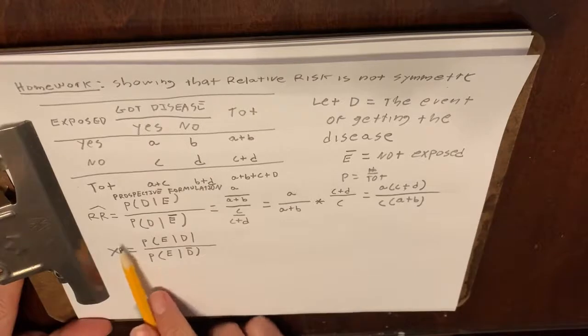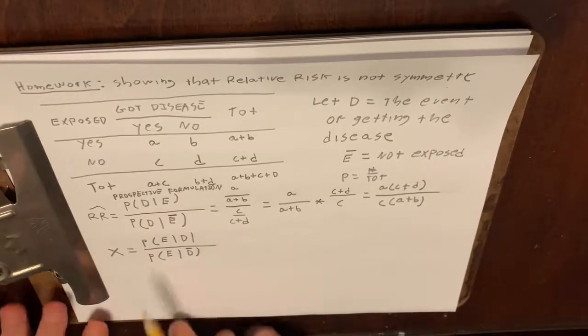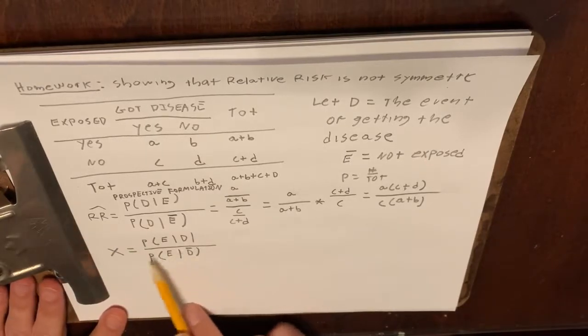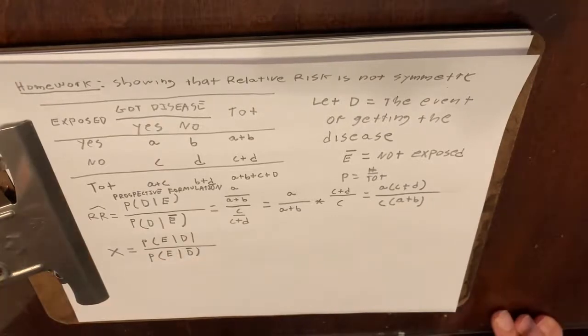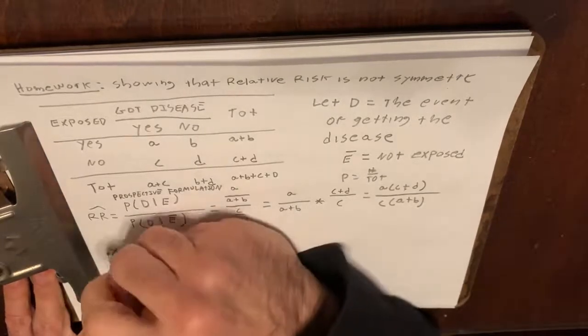Now, I call this X, not relative risk. You probably know it's not going to give the same answer. I call it X, not relative risk, because this has no name. We don't actually use this statistic because it actually doesn't make sense. It doesn't make sense to use this in a retrospective formulation. Let me write that down.